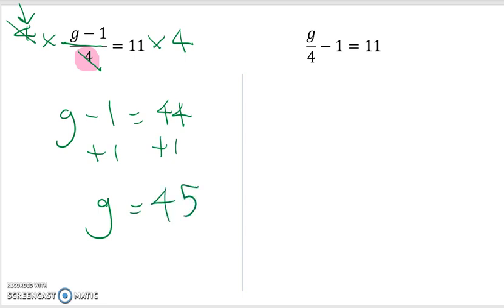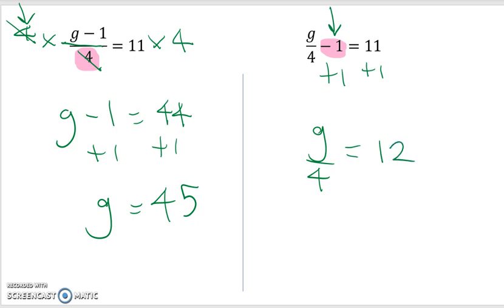Next, I've got this question where I can see that the 4 only blocks the g, so the minus 1 is free to move. So I'm going to add 1, add 1, and I'm left with then just a g on 4, because the minus 1 and the plus 1 will cancel. On this side, the right-hand side, 11 plus 1 is 12.